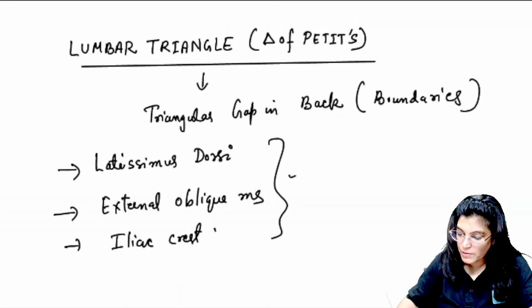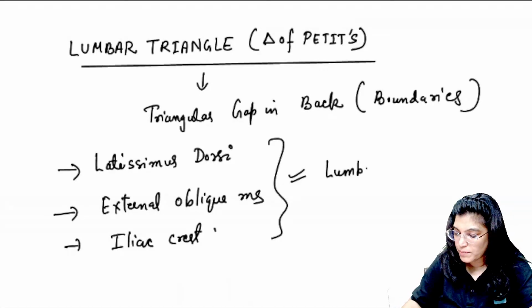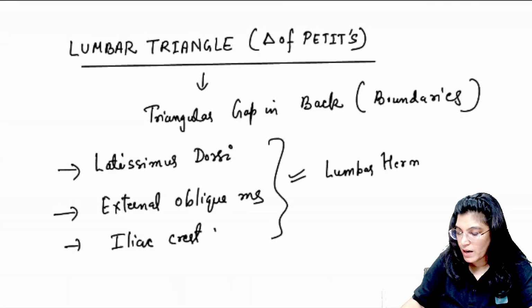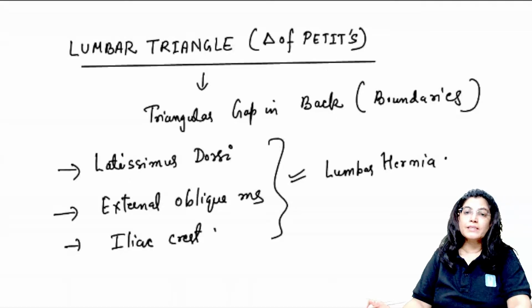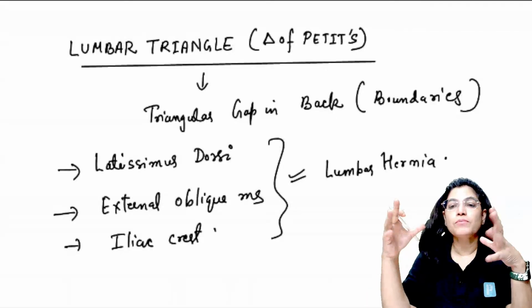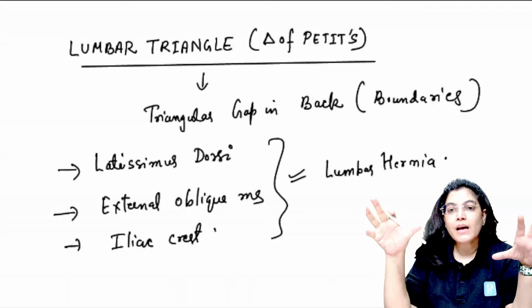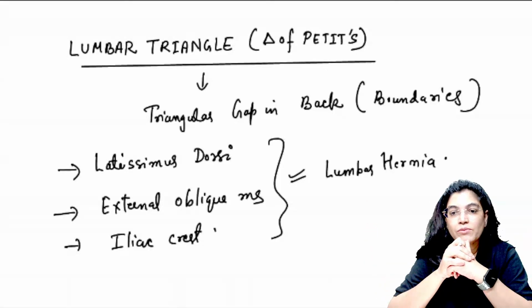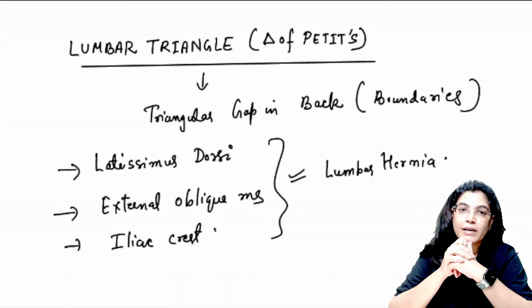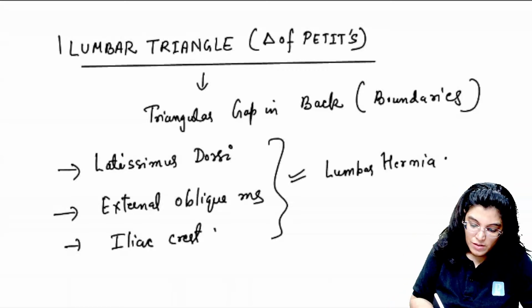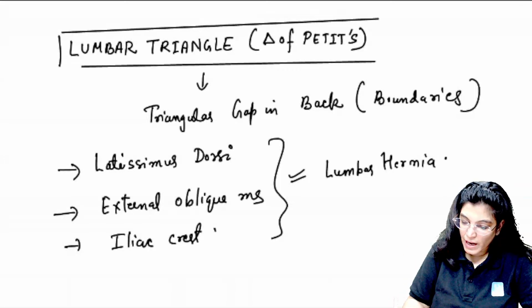And this is important because the gap can lead to lumbar herniation. If there is muscular weakness, in the floor we can have a slip of the internal oblique muscle, and this weakened area can be a reason for lumbar herniation occurring at this site. So basically this is called the lumbar triangle of Petit.